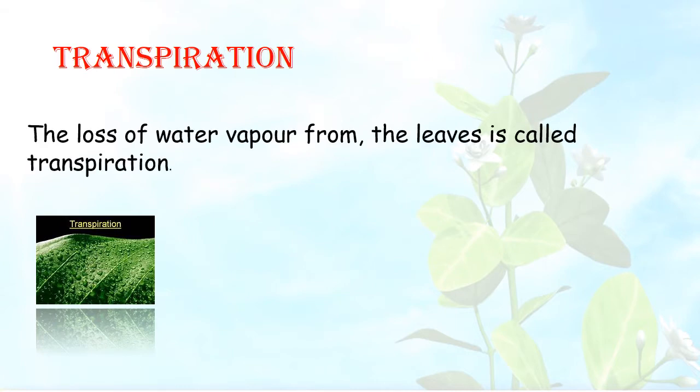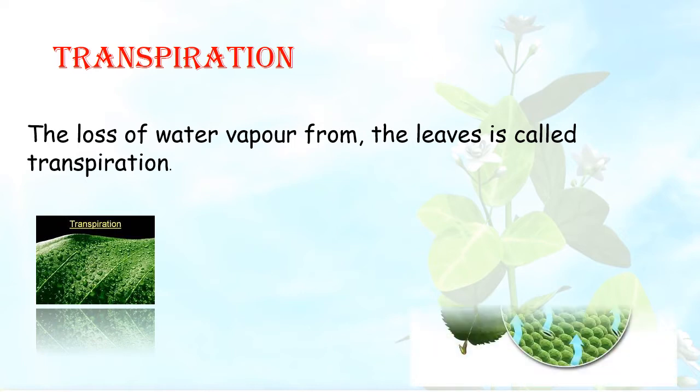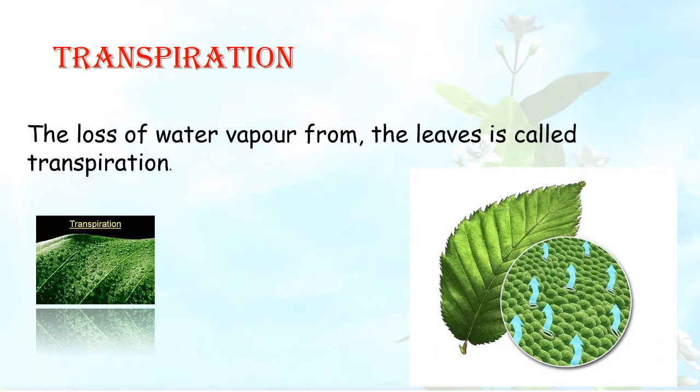Transpiration is the loss of water vapor from the leaves. As we know, water is lost from the stomata. Water leaves the cells of the leaf mesophyll and evaporates into the air spaces. Then this water vapor diffuses out through the stomatal pore. We can see this as transpiration.